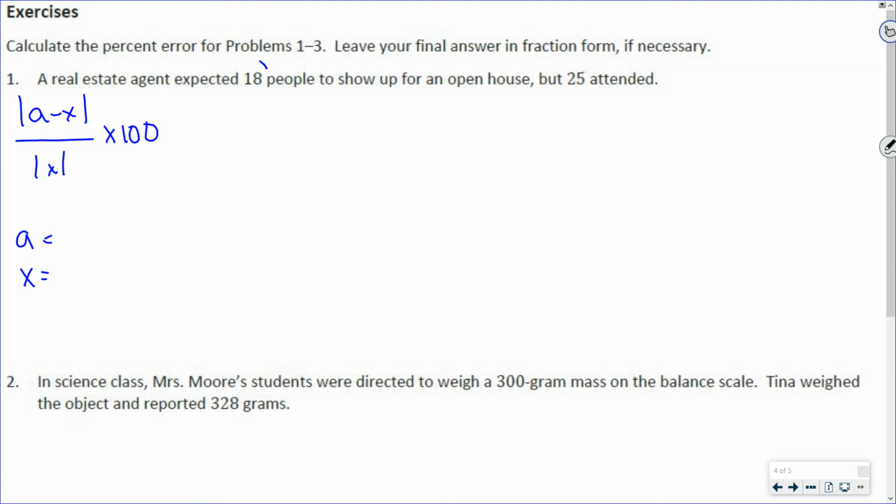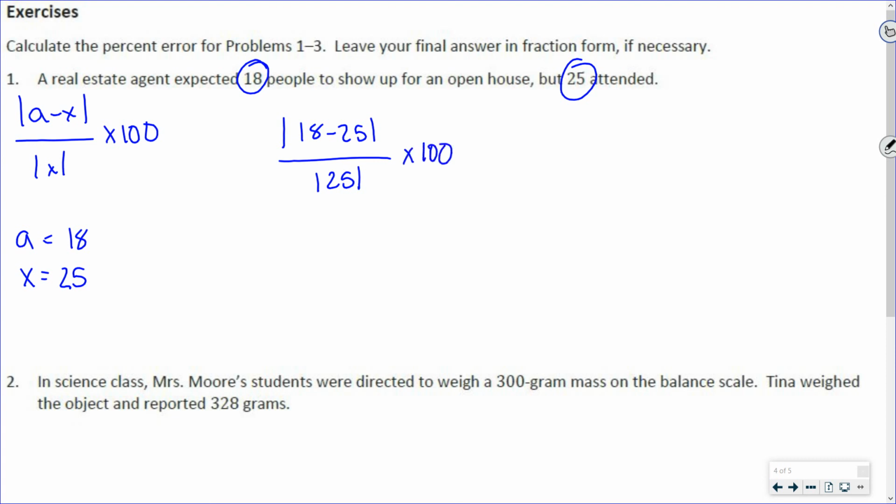Well, the real estate agent expected only 18 people to show up. That's what he expected. Now, the exact value is the number of people that actually attended. It's 25. That's what our A and X are going to be. A is going to be 18. X is going to be 25. And then we'll be able to find our answer from there. Okay, so if you've set up your problem so far, you should have the absolute value of 18 minus 25 over the absolute value of 25, times 100.